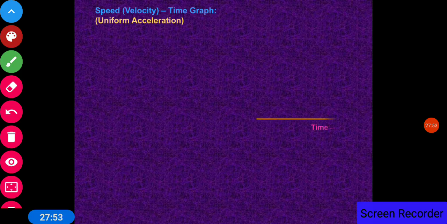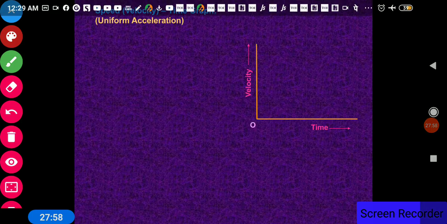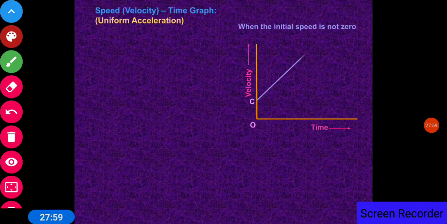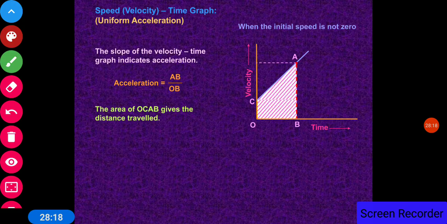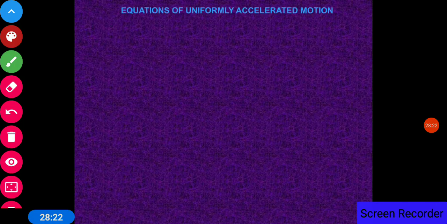Now speed velocity graph, uniform acceleration, time axis, velocity axis, origin. When the initial speed is not equal to 0, that is, point C is showing that initial speed is not equal to 0. So slope of the velocity time graph again indicates the acceleration. Acceleration is equal to AB upon OB. Area of the OCAB gives the distance travelled.